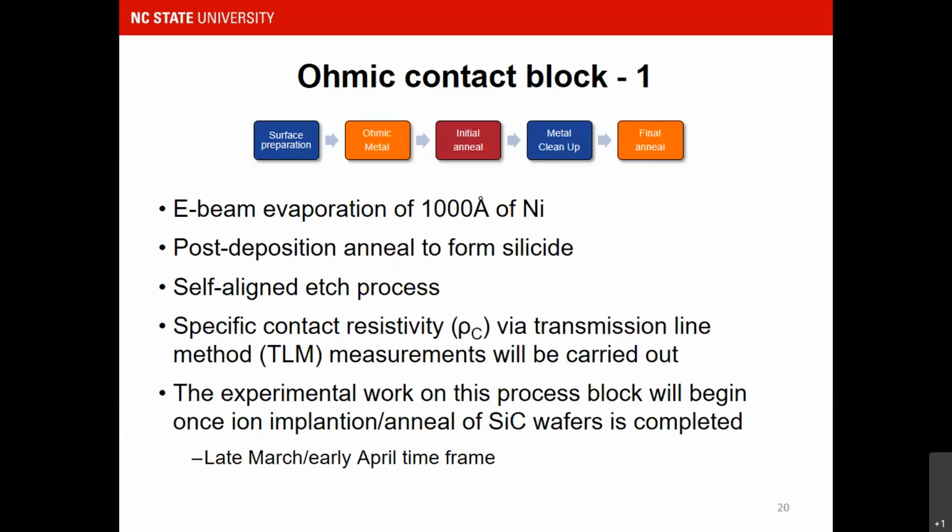And we have some silicon carbide wafers we're sending out for ion implant and anneal. Once we get those back in the late March, early April timeframe, we'll be able to get started on the metallization, self-alignment, etch, and the measuring for that.